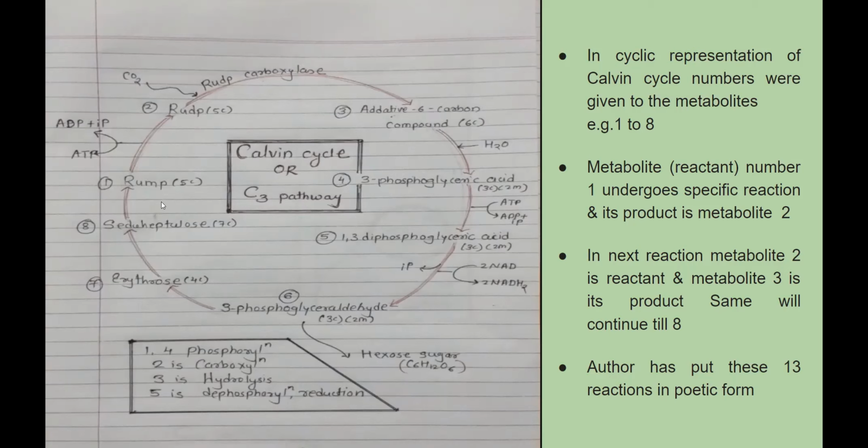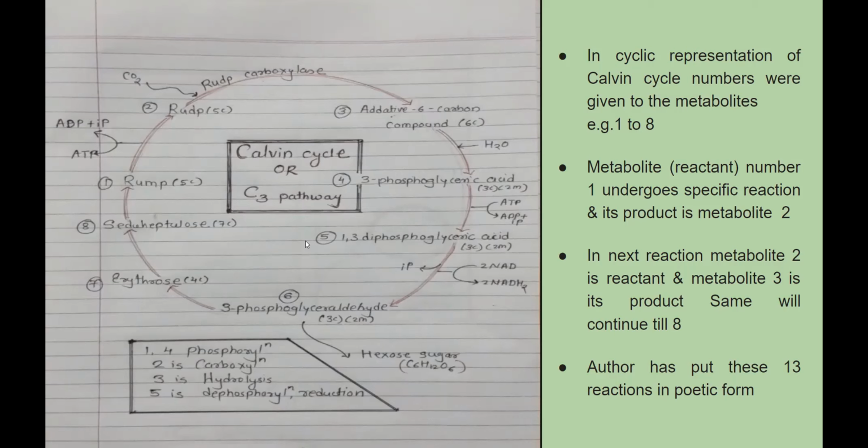RuMP, RuDP, RuDP carboxylase, additive 6 carbon compound, 3-phosphoglyceric acid, 1,3-diphosphoglyceric acid, 3-phosphoglyceraldehyde, 1 is hexose sugar remaining, erythrose, sedoheptulose. 1, 4 phosphorylation, 2 is carboxylation, 3 is hydrolysis, 5 is dephosphorylation and reduction.